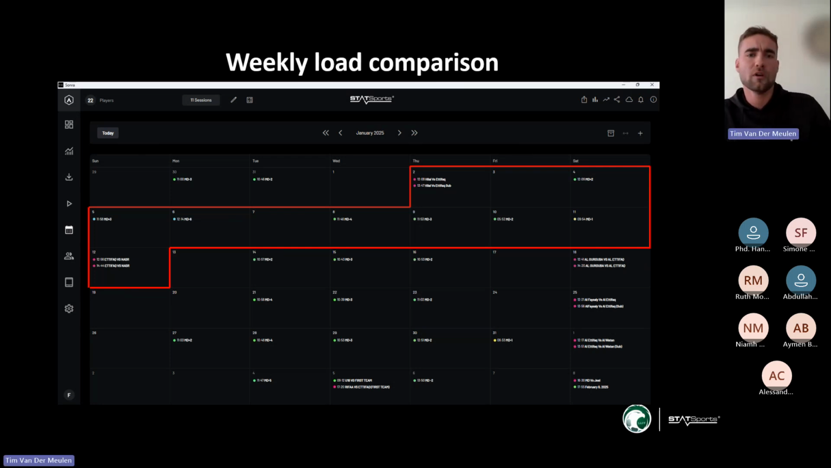Then I will move on to a weekly load comparison. In this case, I have the first week of January, starting with a game against Al Hilal. So it was about a microcycle from Al Ettifaq, who played against Al Hilal on the 2nd of January, followed by a free day, then 3 trainings, then again a free day, and then 4 trainings in preparation of the match against Al Nassr on the 12th of January.